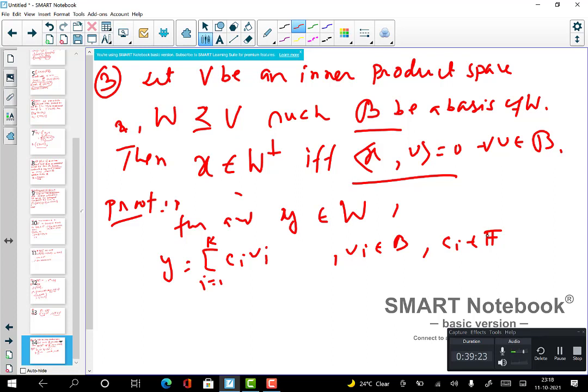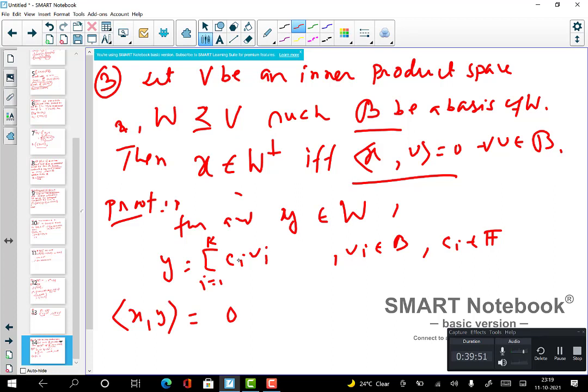And with the help of that, when you take the inner product of x with y, you see that this becomes 0, because the inner product of x with all the Vi's is 0, right? And hence y is also orthogonal to x. Okay.